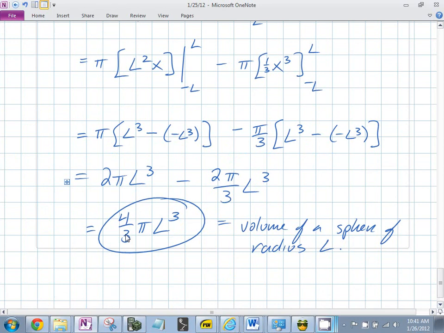So we have been generating volumes so far by making slices, correct? There are other ways to do that, and they're really cool.